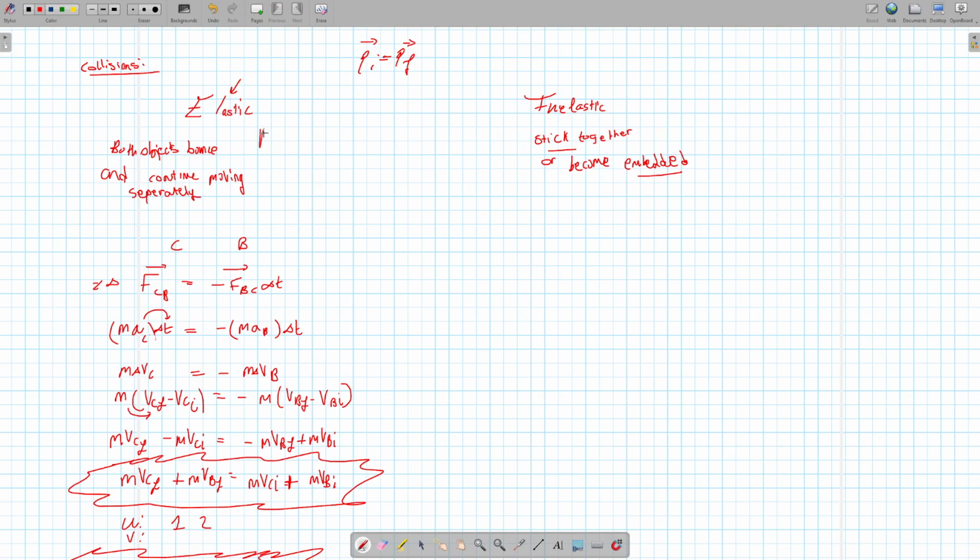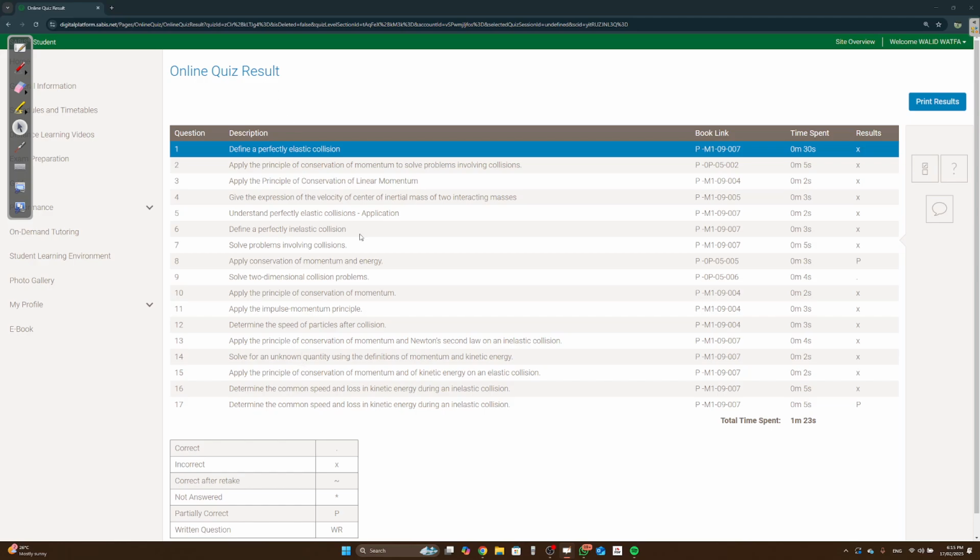But for elastic, K initial is actually equal to K final. K is kinetic energy, because sometimes you're going to need to use this to find some things. For inelastic, K is not conserved. I hope that makes sense. Let's just dive into the problems.